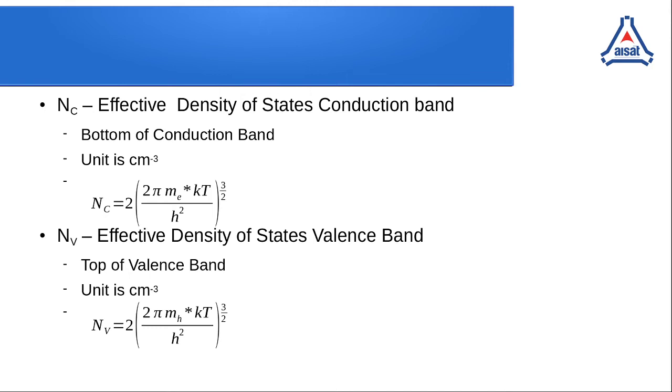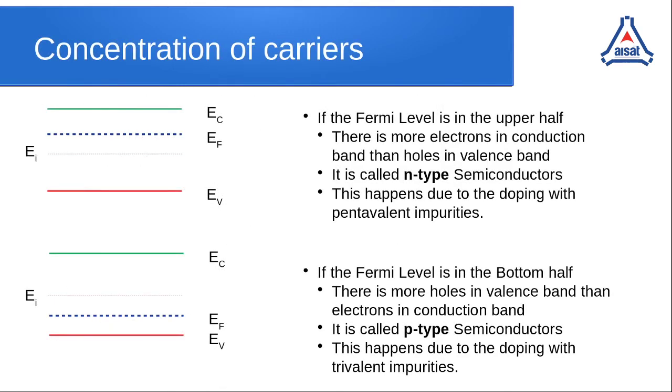So for making the equation for number of electrons or number of holes, number of electrons in conduction band, we are introducing a new terminology, which is the effective density of state, which is represented by NC in case of the conduction band, and in case of valence band it will be NV. So keep that in mind. And now we will move deep into understanding the concentration of carriers.